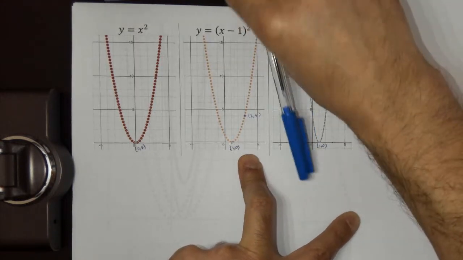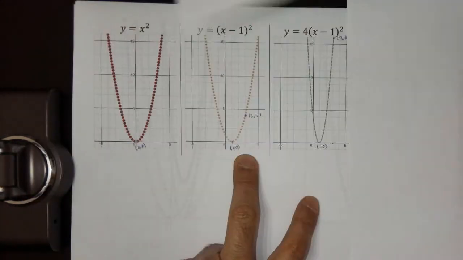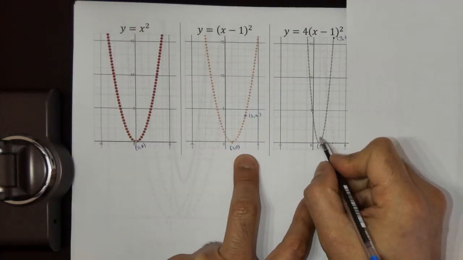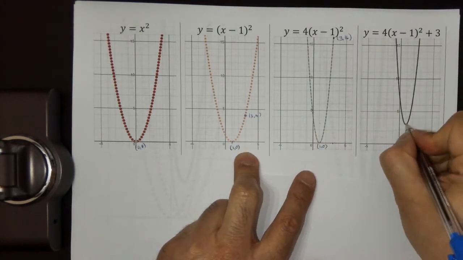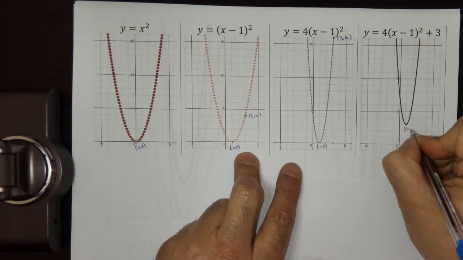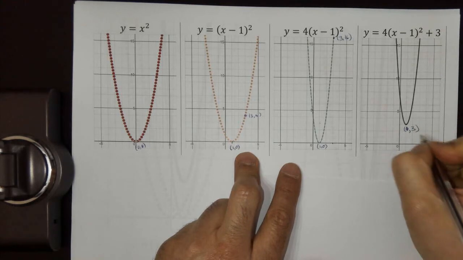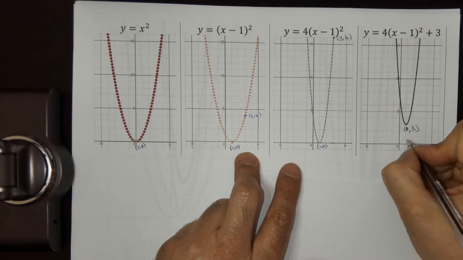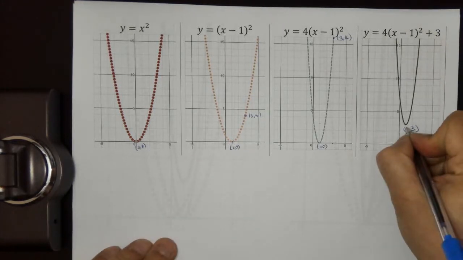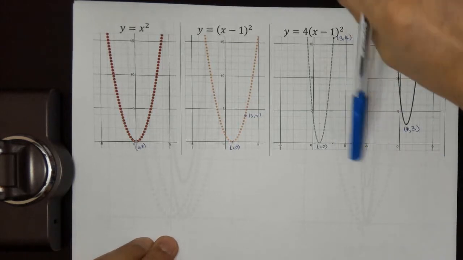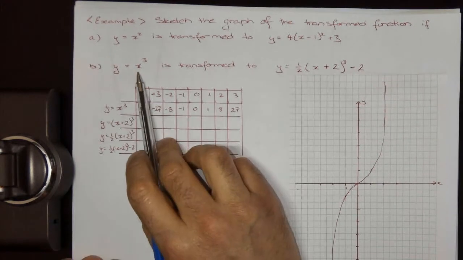The last part I'm going to do is shift everything up by 3 units. So this point is going to go up 3 units and be somewhere there. So what we have is 1, 3 as our turning point. Our axis of symmetry is x equals 1. And from there we can find other points.